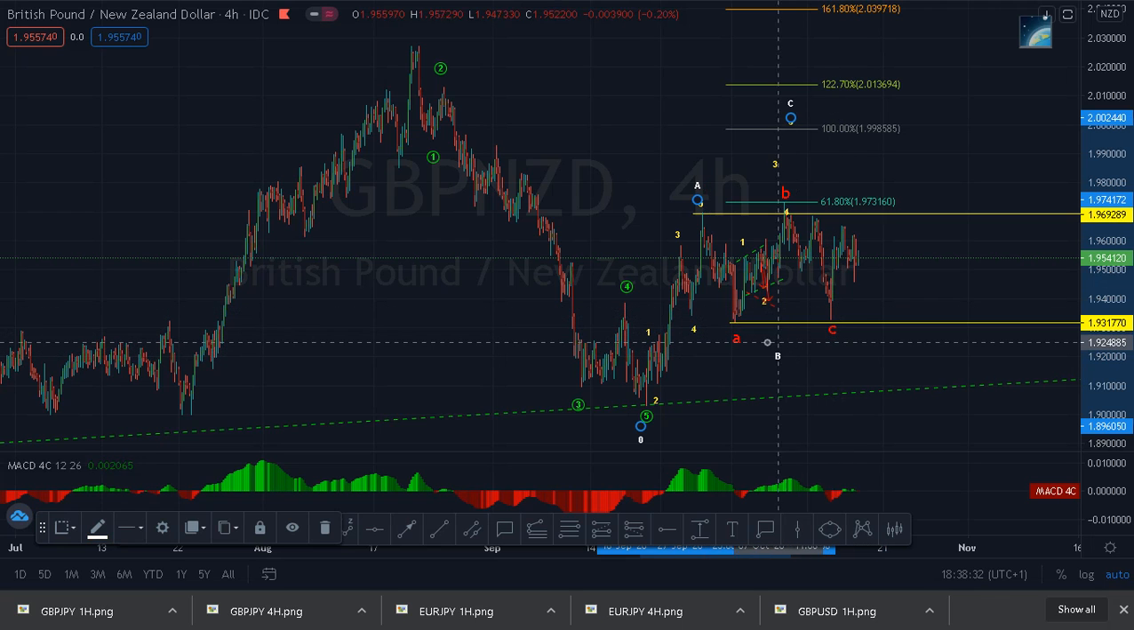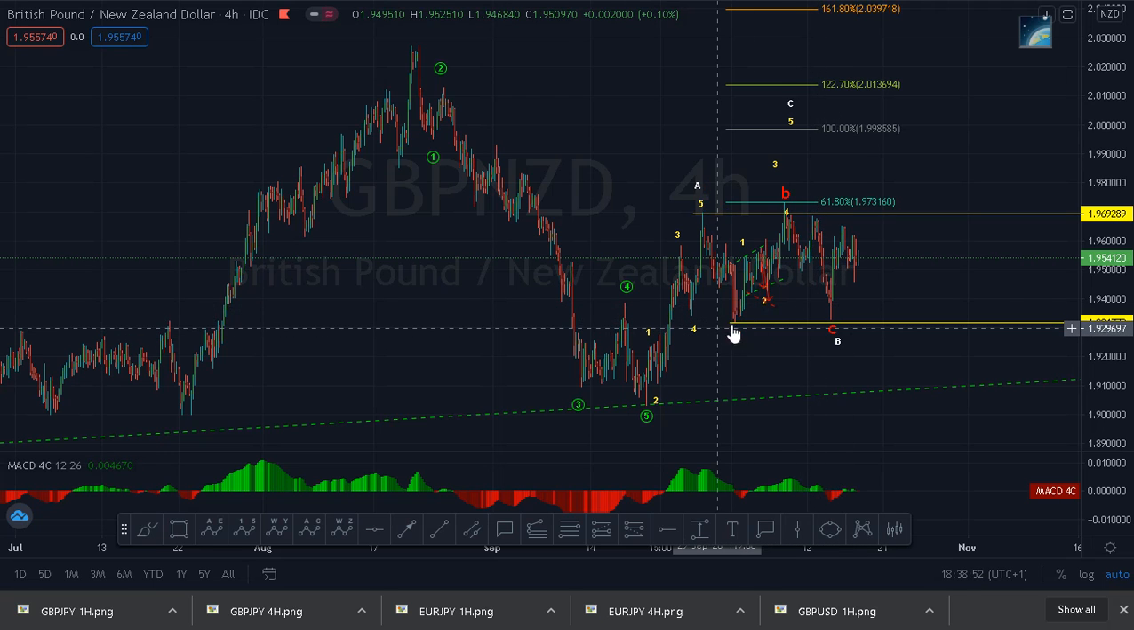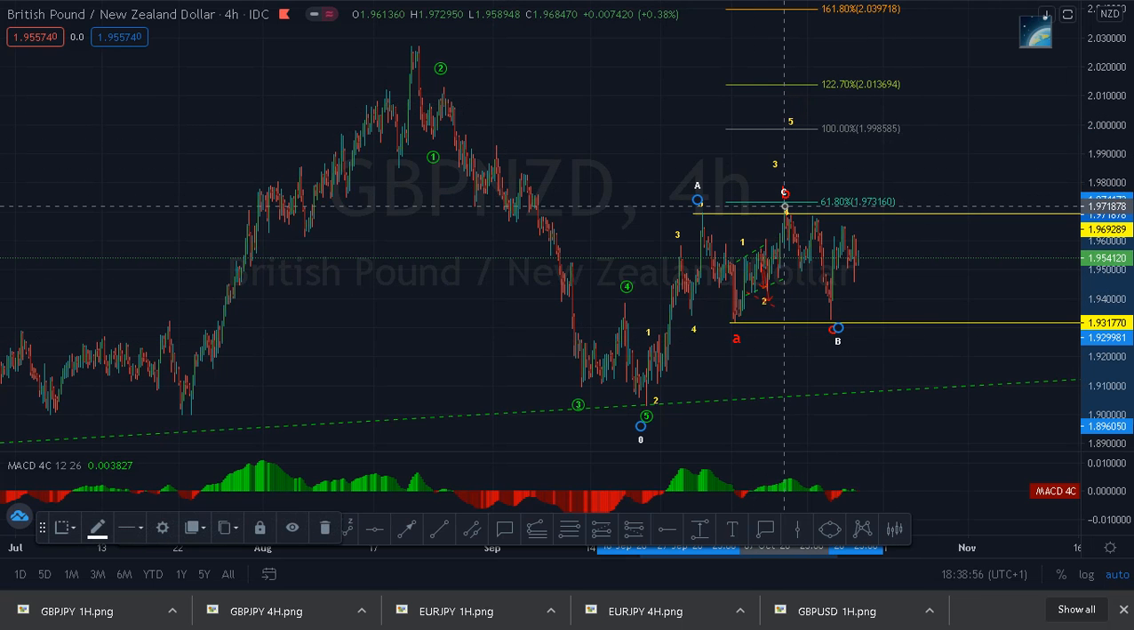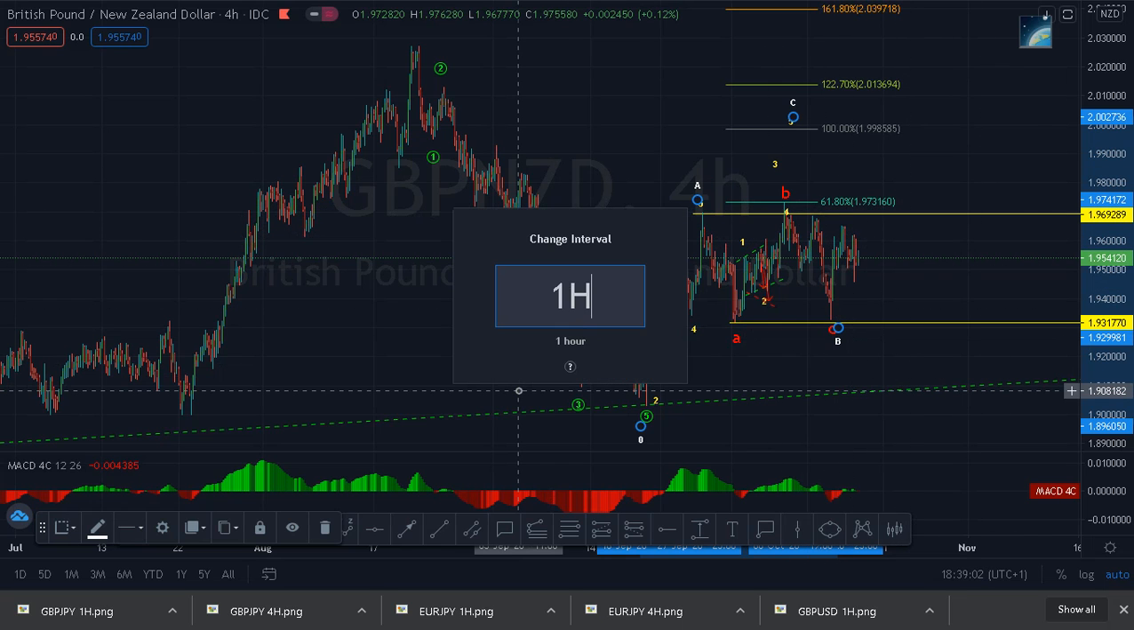So this B I placed here might be here. So either here is the B or here is the C. If here is the B, to confirm that this B is over, this line has to be broken. Before I sell, I have to be sure that if this line is broken, it means that B has ended, that C was here. But as of now, I'll keep watching what happens here. That's for 4 hours and 1 hour.